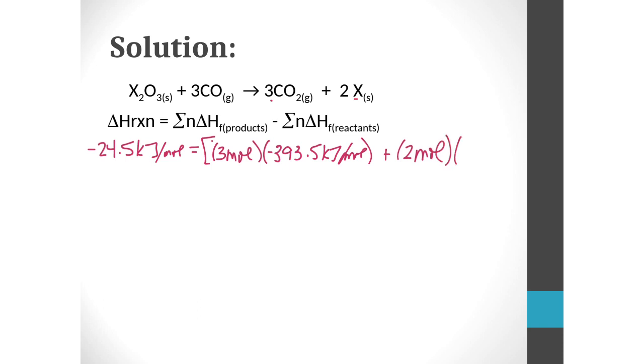Well, it doesn't really matter what X is. X is going to be a metal of some sort. We already know this. And it's in its standard state, so we know it's going to be 0. So we really don't care about the identity of it at all. We're going to subtract off the reactants.